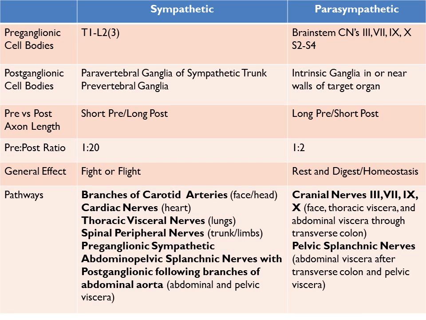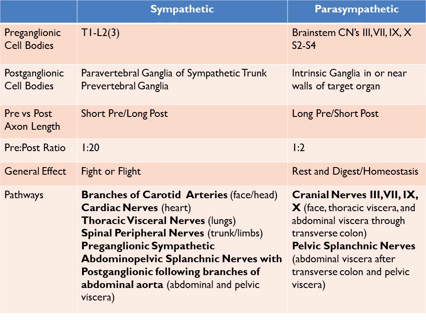The sympathetic system utilizes branches of the carotid arteries if going to target organs in the face region and head, the cardiac nerves to the heart, the thoracic visceral nerves to the respiratory system, spinal peripheral nerves if going to the trunk or the limbs. If we're going to the limbs, we're going to utilize the brachial plexus and the lumbosacral plexus. If going to the trunk, we'll utilize dorsal rami and ventral rami and the coccygeal plexus.